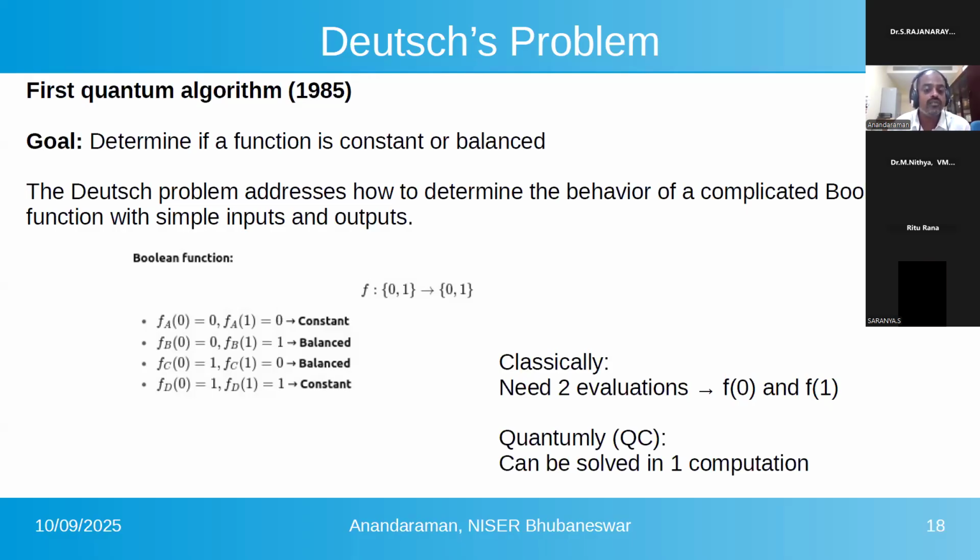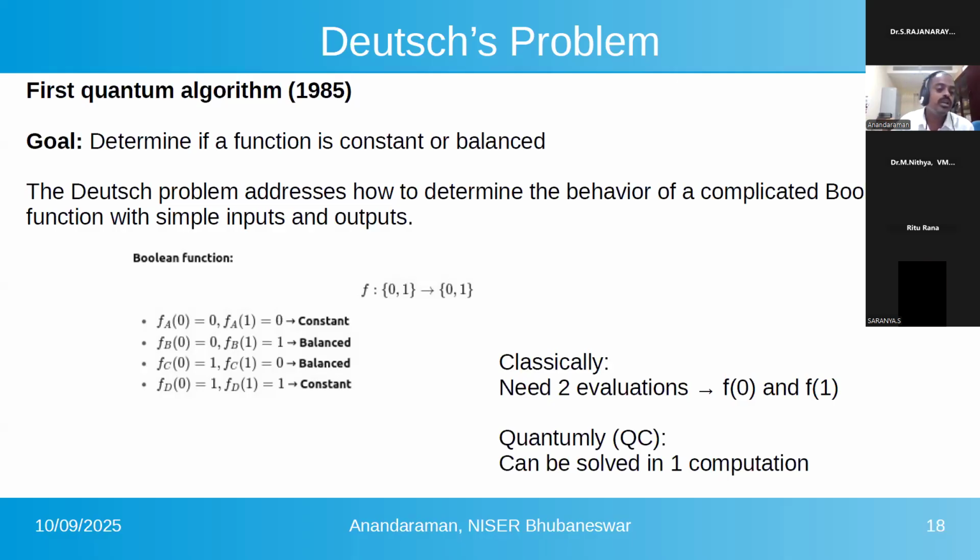For every f of 0 and 1, to classically check whether the function is constant or balanced, you need 2 evaluations. We are now discussing just one qubit. So we need two instructions to find out whether the function is balanced or constant.